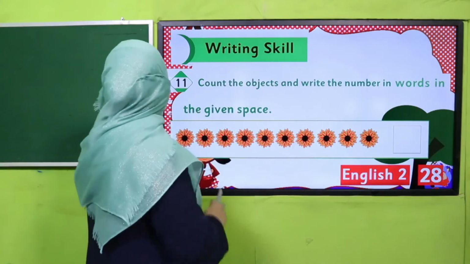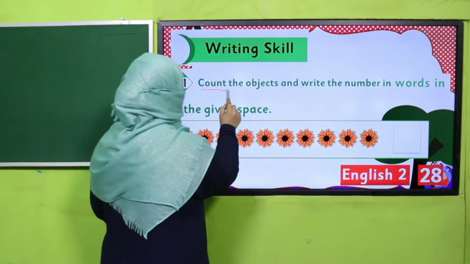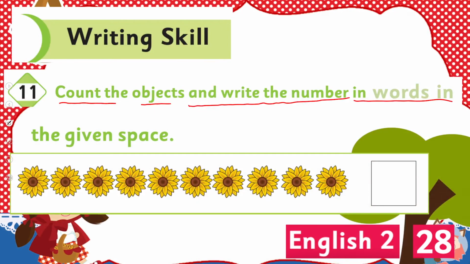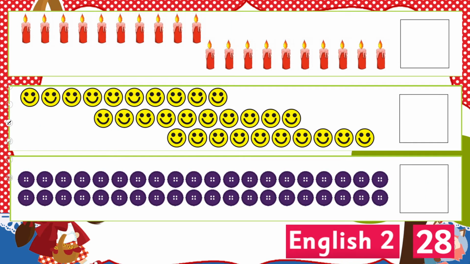So, here is: count the objects and write the number in words in the given space. Okay, so here is the object. You will count it and you will write the number over here in the space given. Okay, so it starts from this point and it goes on. Okay, beta, here I just want to do one for you. How will you do it?